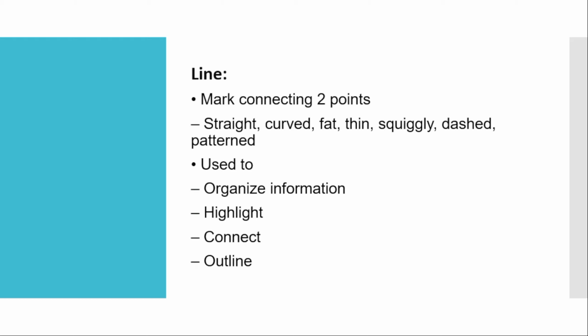So what is a line? Now, a line marks by connecting two points. It can be a straight line, curve, fat, thin, squiggly, dash, or pattern. Lines are also used to organize information, highlight, connect, and outline objects. Line is very, very important. Guys, all shapes are made up of lines.